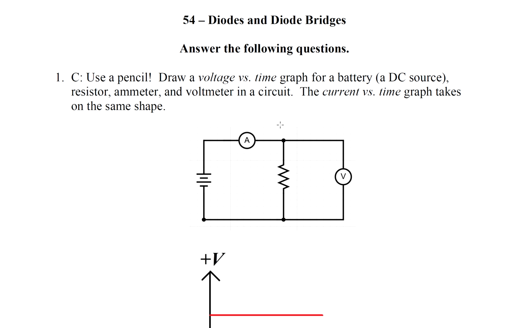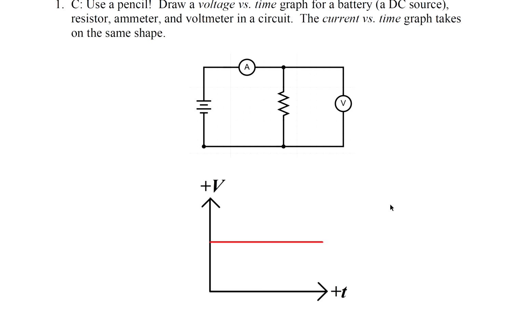So here in this circuit we have a battery, resistor, ammeter, voltmeter. And the voltage versus time graph looks like this. It's very constant. Now remember, the current versus time graph looks the same way. You get constant current. It doesn't increase or decrease.